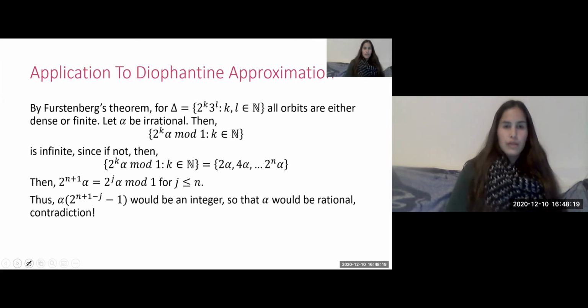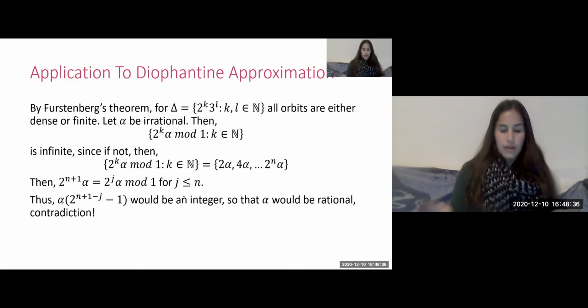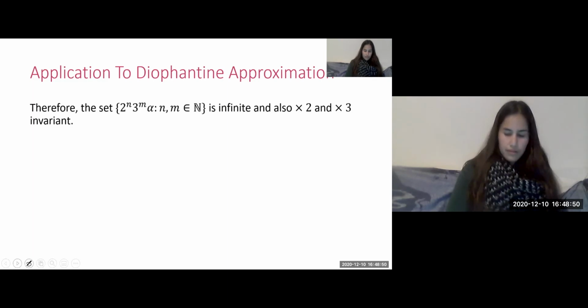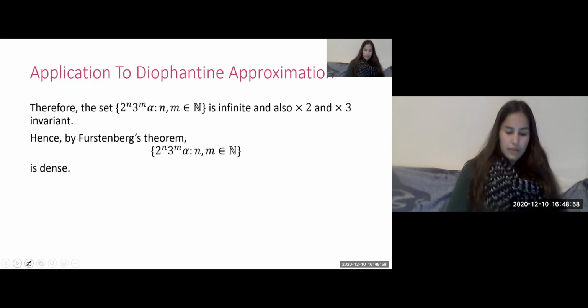But then if we do some arithmetic, then we can get that alpha times some number which is non-zero, since j is less than n, would be an integer. And in order for this number to be an integer, we would require that alpha would have to be rational, but we chose an irrational alpha. So that's a contradiction. Therefore, this set is infinite, and it's contained in this set if we put alpha here. And therefore, we obtain that the orbit must be infinite. So since this orbit is infinite, it's also times 2 and times 3 invariant clearly as an orbit. So by Furstenberg's theorem, it must be dense.